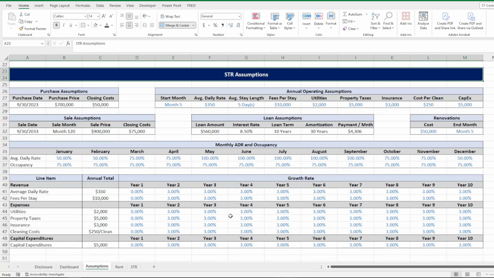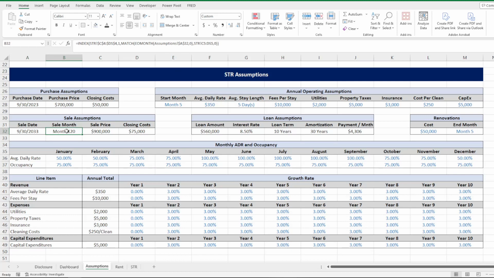Now going down to the short-term rental assumptions, these are pretty similar. I linked up the purchase and sale assumptions to the top. That's why these are showing in black. You can always change these if you would like. I did the same for the loan assumptions. The renovations, I allowed this to be in blue in case you have any additional renovations that you would put in for short-term rental that you wouldn't put in for normal rental.